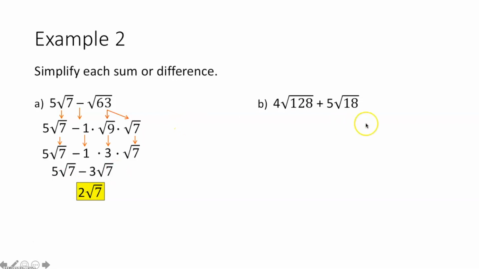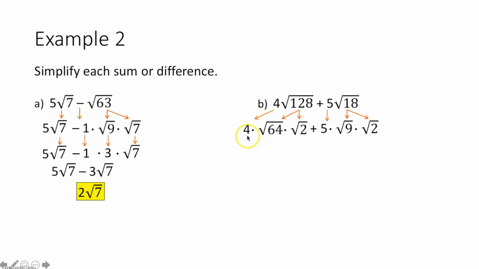Part B, doing the same thing. So first, do we have like radicals? No, we do not. But can we break them up? Yeah, I think both of these can be broken up. So let's do it. Here, this 4 comes out front. And then what perfect square goes into 128? 64, right? So we can break this up into rad 64 times rad 2. Over here, this 5 stays out front. And then the rad 18, what perfect square goes into 18? 9, right? So this becomes rad 9 times rad 2.